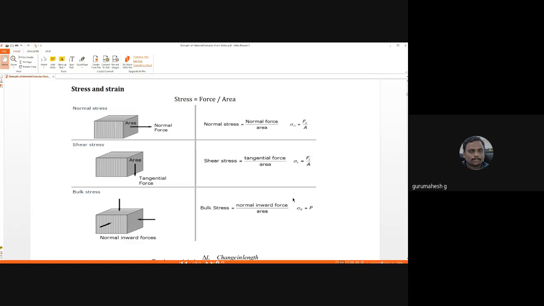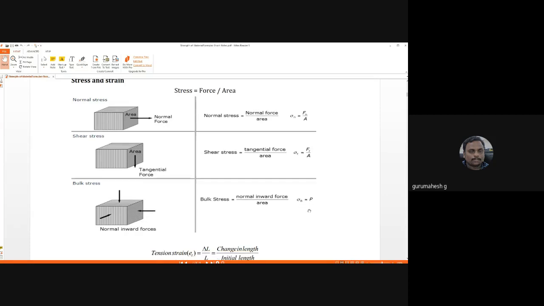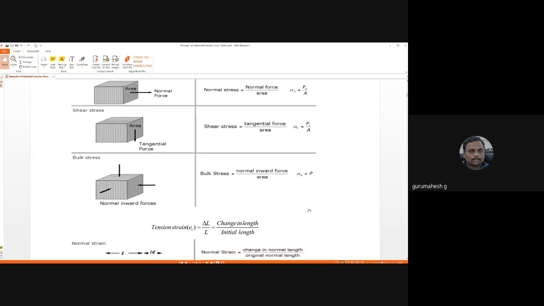Generally the net force is equal to P, the load. So we say that sigma B is equal to P. This is about the stresses.